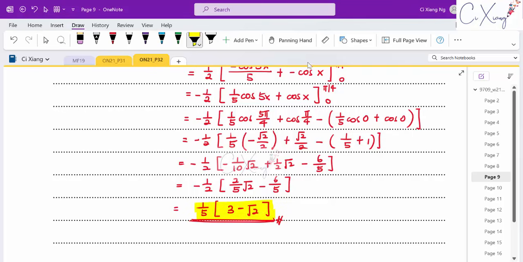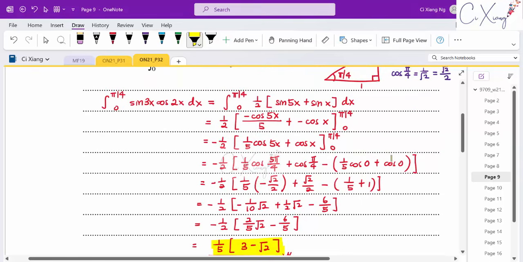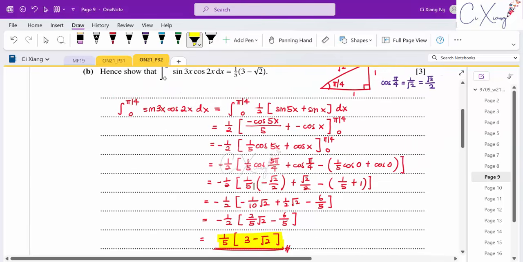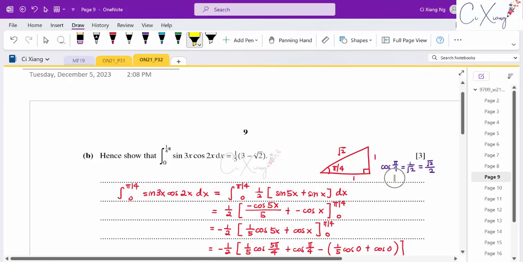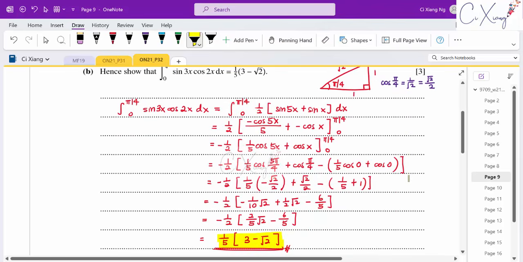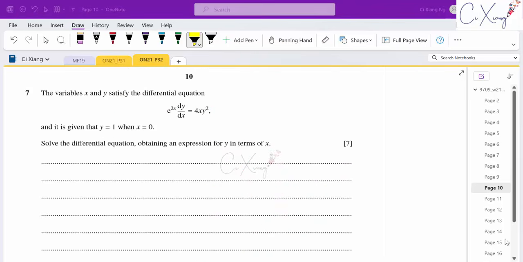Okay, then of course, for those who are using MS calculator, just make sure that you know how to get the value negative square root 2 over 2 from the basic triangle here. Right, so this is how we solve this question. All right, so now we are at question number 7.